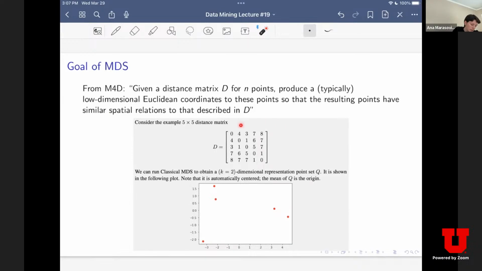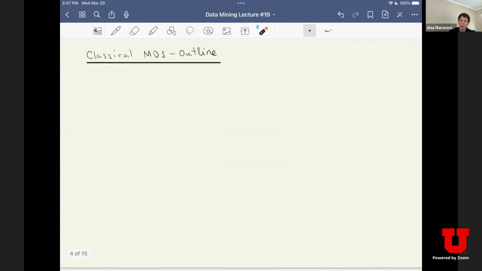So from a distance metric, we get some representation of each one of these points, here 5 red points, and how they are placed in this low-dimensional space resembles what we have in the actual distance metric. Okay, so let's now go into how to get an algorithm like that. The first step is that we are given our distance matrix.